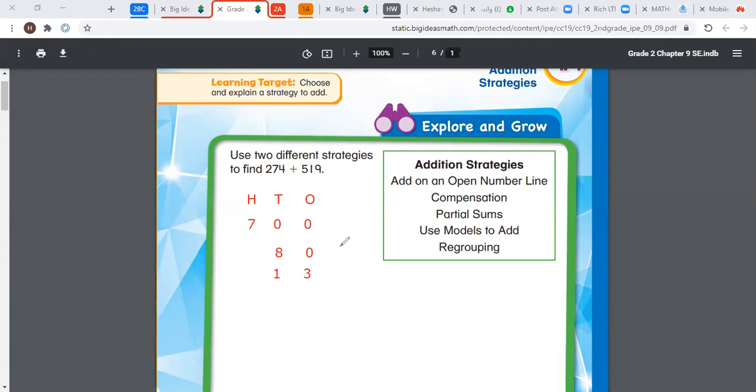Now let's get the sum. Let's add. How many ones? 0 plus 0 plus 3 equals what number? Equals 3. So let's write here 3 under ones. Now, how many tens? 9. So let's write here 9. Now, how many hundreds? 7. So the answer equals 793. What's the name of this strategy, Ahmed? Yes, the sum equals 793. But the name of this strategy is partial sums. Okay, partial sums.